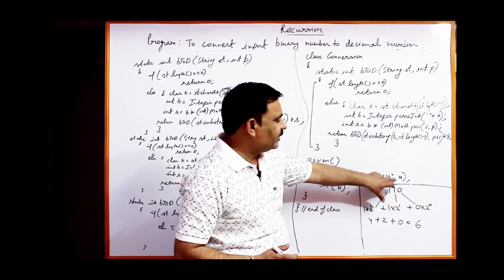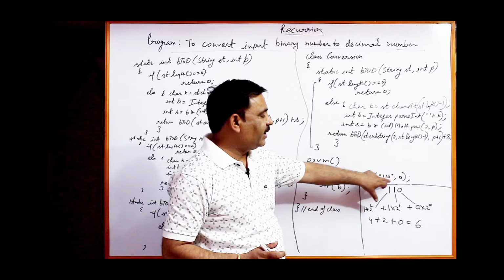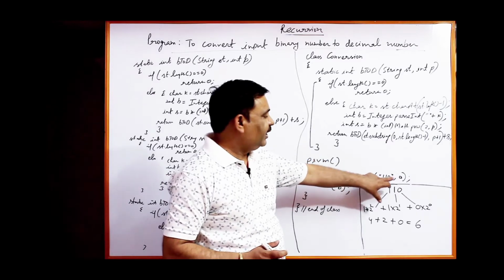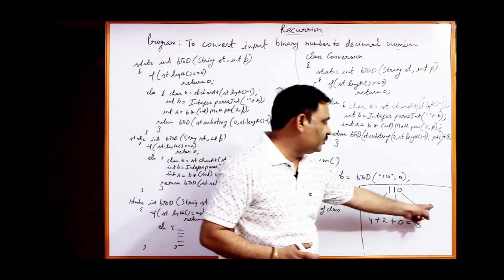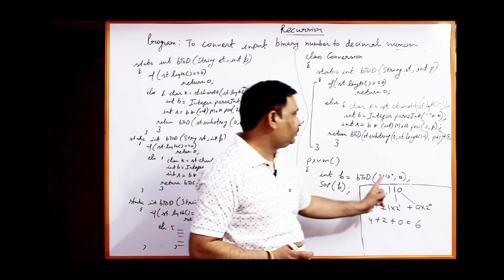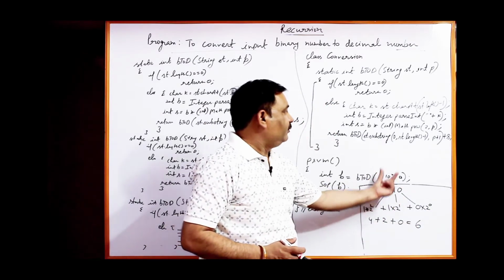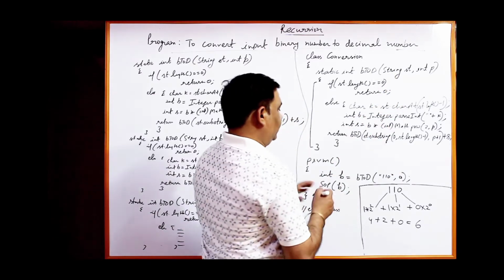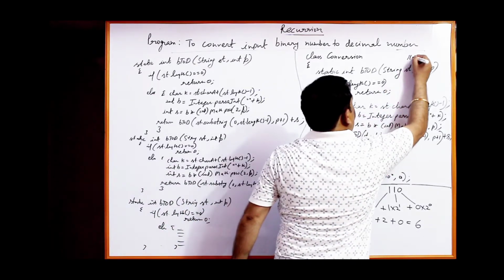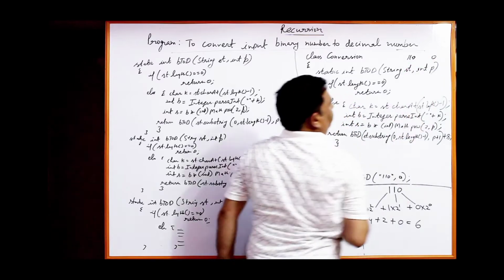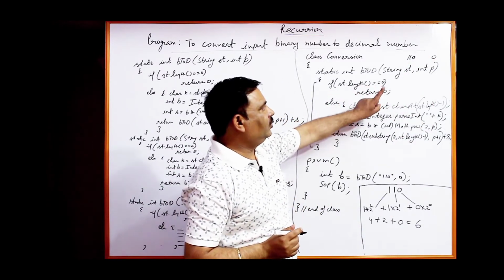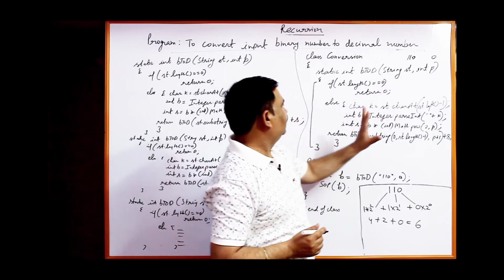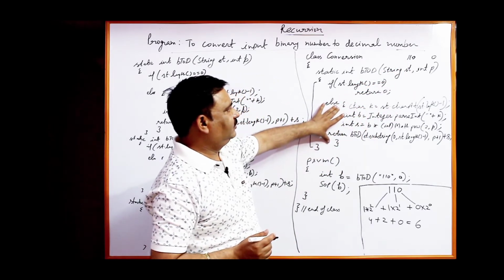Here I have taken a string, this is the binary number, and 0. Why have I passed 0? It is the power, because first of all we have to start from 0, 2 raised to power 0. So when we pass this here, st will be 110 and power is 0. Is st.length equal to 0? No, length is 3. Else, come to the else block.